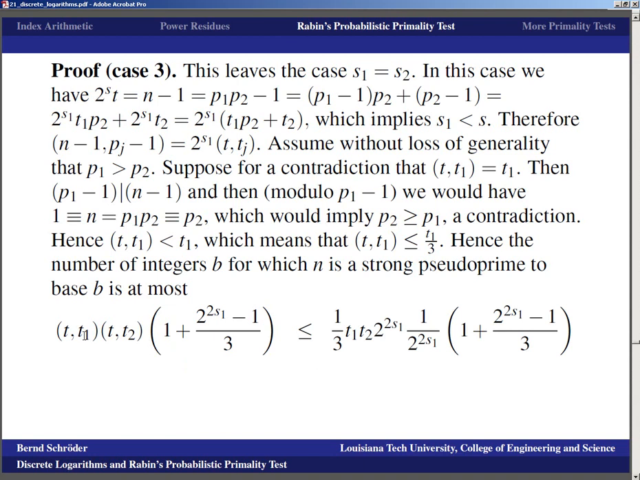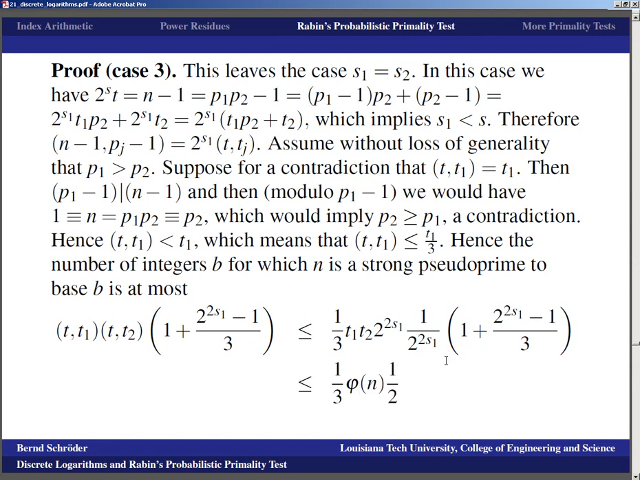And what do we know? Well, we know that the greatest common divisor of t and t1 is less than or equal to 1/3 t1. We know the greatest common divisor of t and t2 is less than or equal to t2, 2 to the 2s1 times 1 over 2 to the 2s1, that is just 1, and we want that because we want to again pull this into this product back here, which we wanted to keep for a while.